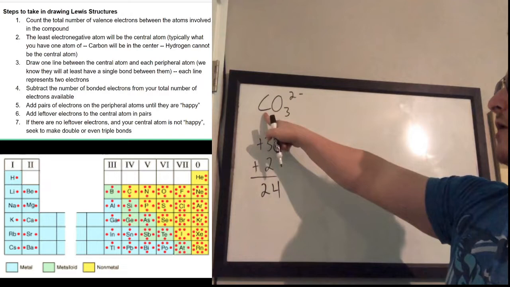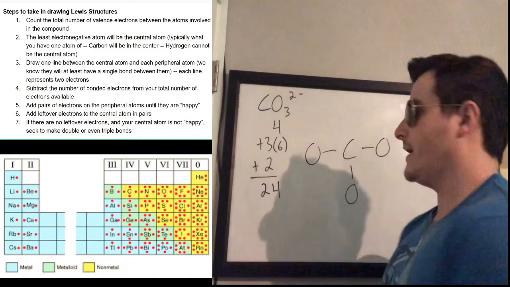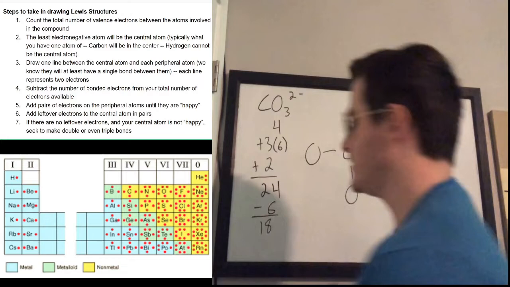As always, our element that we just have 1 of is going to go to the middle. If you ever have carbon, carbon's going to go in the middle. And we know there's at least a single bond between all of these, so we go ahead and join them. And on each line, we just utilized 2 electrons. So we're going to subtract 2, 4, 6 electrons from our total. So I've got 18 left over.